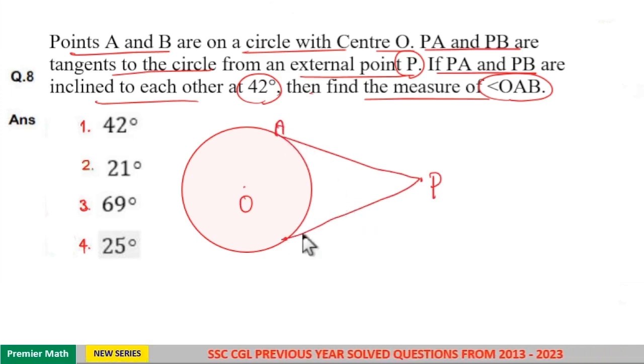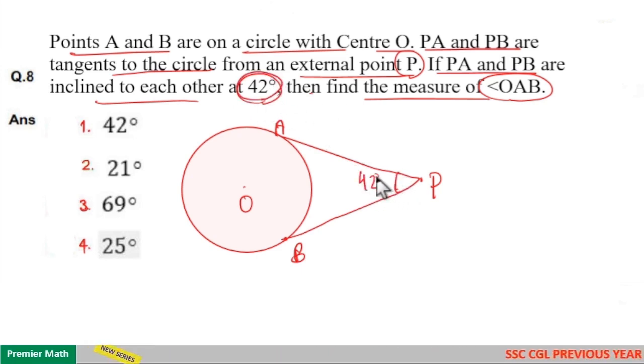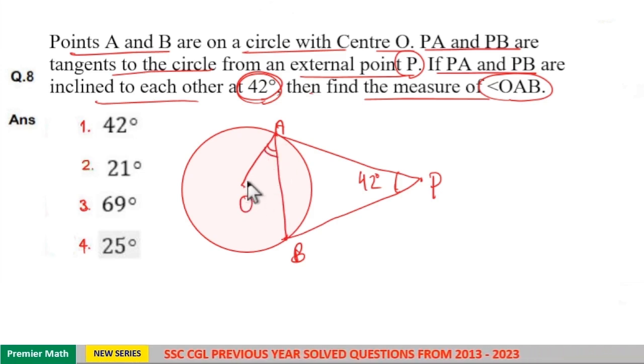Now, this is A and B. And the angle between PA and PB is 42 degrees. Then we have to find out what is angle OAP, that is OAP, this angle. Now this is OA, the radius. Then the radius makes 90 degrees with the tangent.